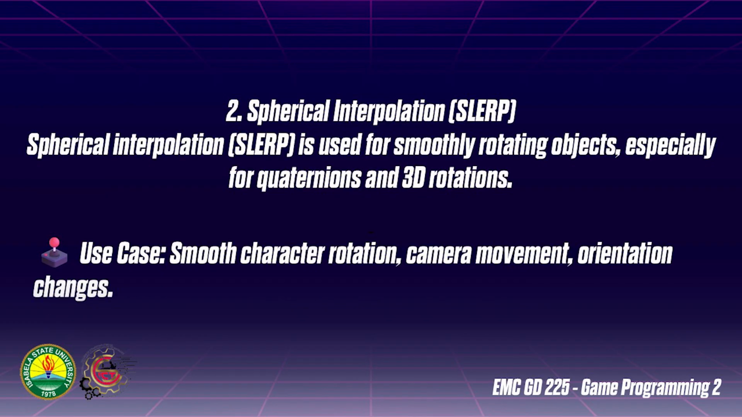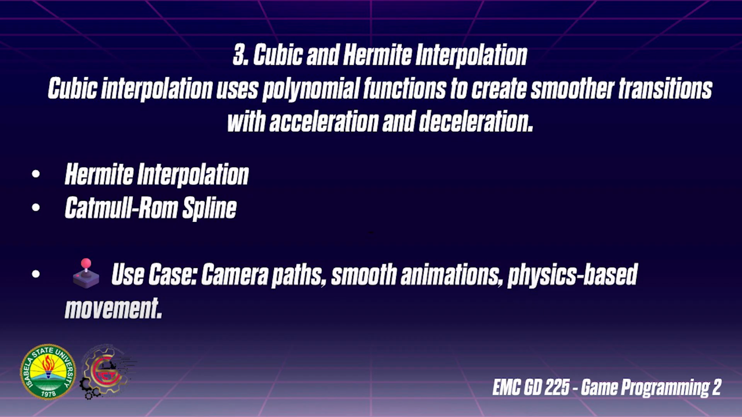For number 2, it is spherical interpolation. Spherical interpolation is used to smoothly rotate objects, especially for quaternions and 3D rotations. Cubic and Hermite interpolation. Cubic interpolation uses polynomial functions to create smoother transitions with acceleration and deceleration. Hermite interpolation, Catmull-Rom spline.